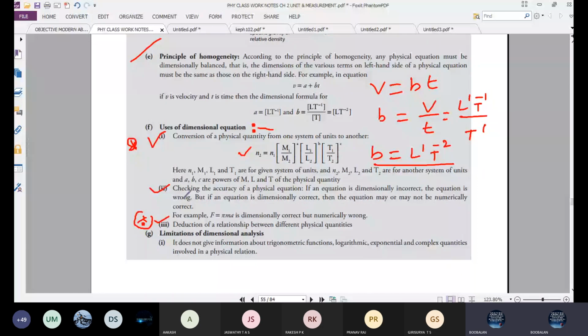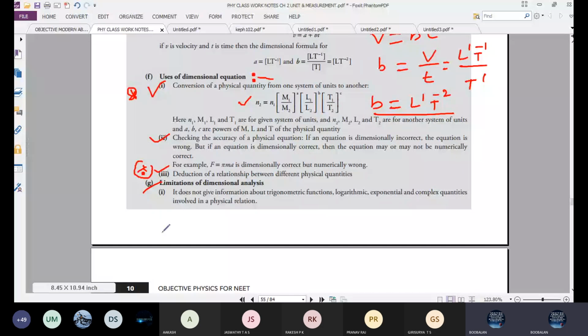That is alpha force. Now we discussed the rate of flow directly proportional. That is the deduction of relationship between different physical quantities. Last class we discussed work equal to kinetic energy. That is the second one. Third one, conversion of physical quantity from one system to another system, N2 formula. The limitation: the dimension formula is only applicable for some conditions. It does not give proper proof for trigonometric functions, logarithms, and exponential complex quantities also. So these are the limitations of dimension analysis.